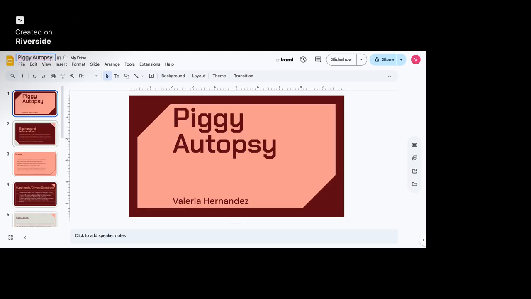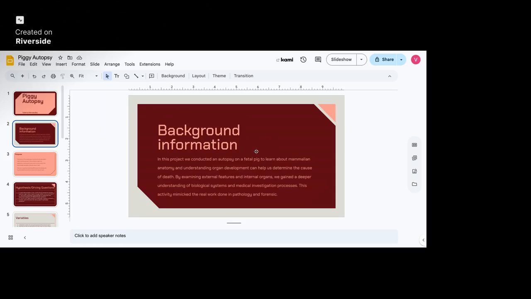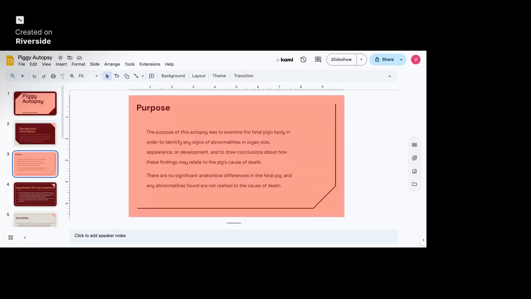did in my class. For background information, I wrote, in this project we conducted an autopsy on a fetal pig to learn about mammalian anatomy, and understanding organ development can help us determine the cause of death. By examining external features and internal organs, we gain a deeper understanding of biological systems and medical investigation processes. This activity mimicked the real work done in pathology and forensics.